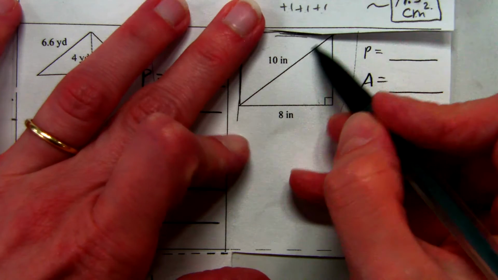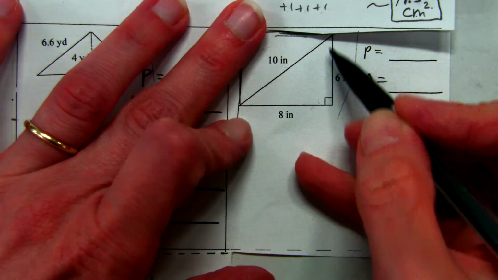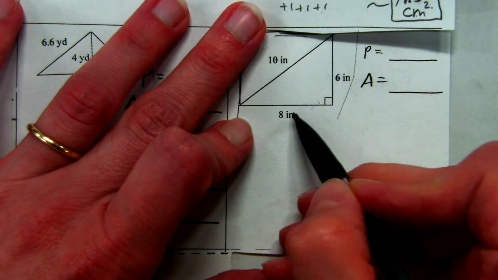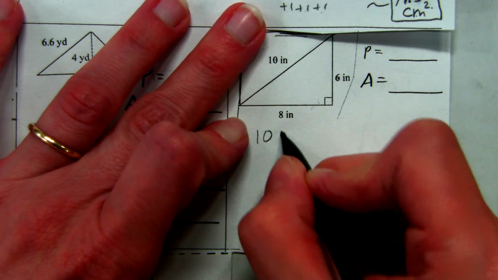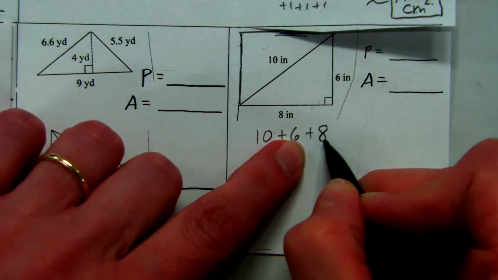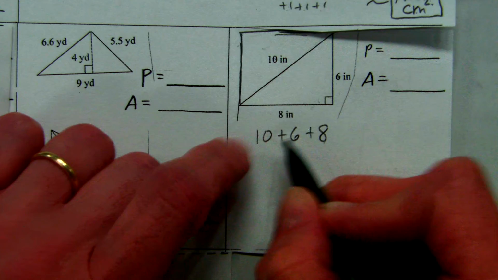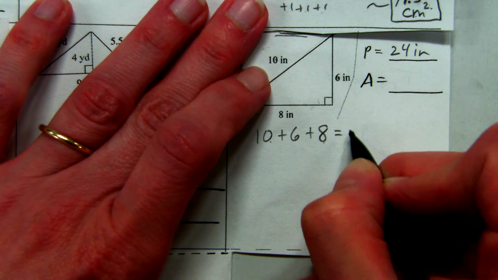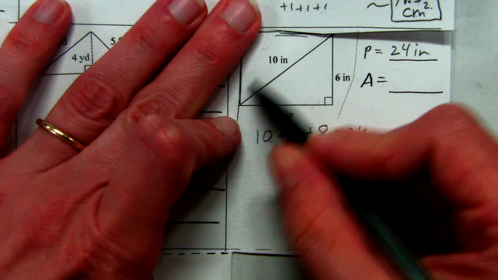If I want to find the perimeter of this triangle, what would I have to do? Add it all up. Please raise your hand. So we're going to add it all up. So for the perimeter, we're going to add 10 and 6 and 8, not 18. So 6 and 8 make 14 plus 10 would be 24 inches. So that's the perimeter. Perimeter is pretty easy.